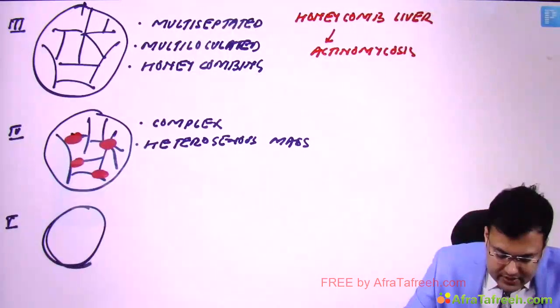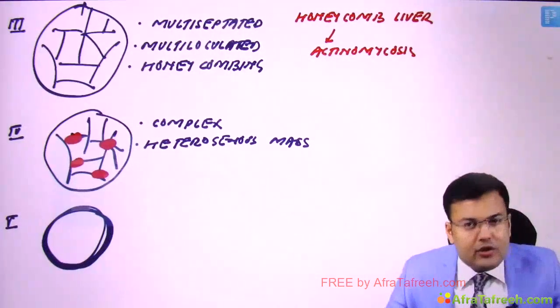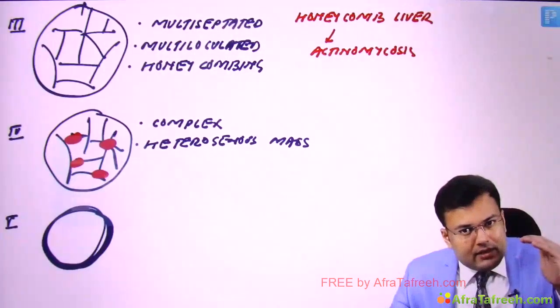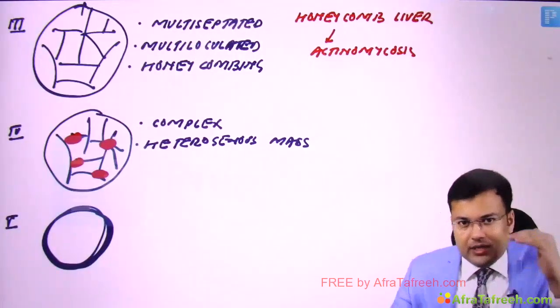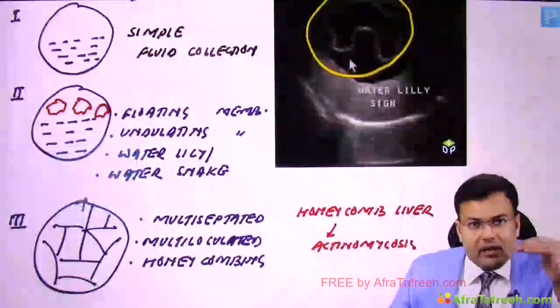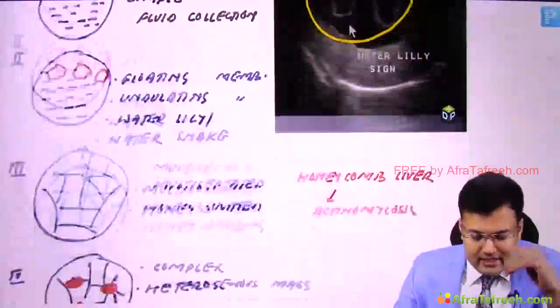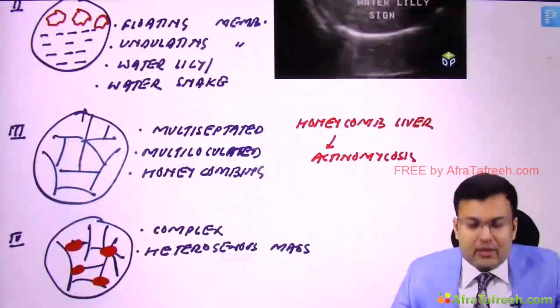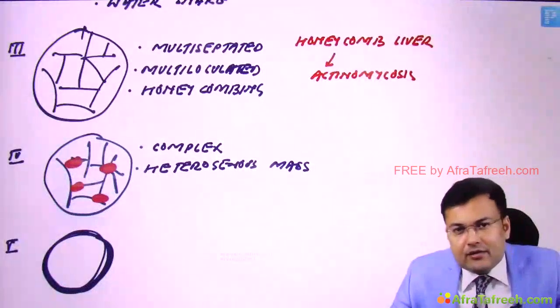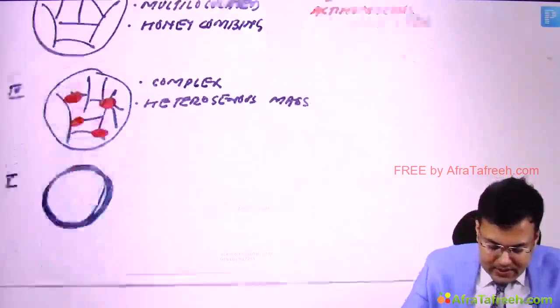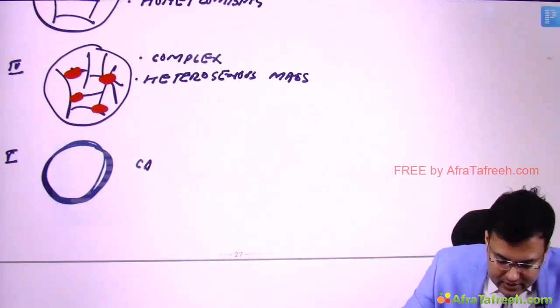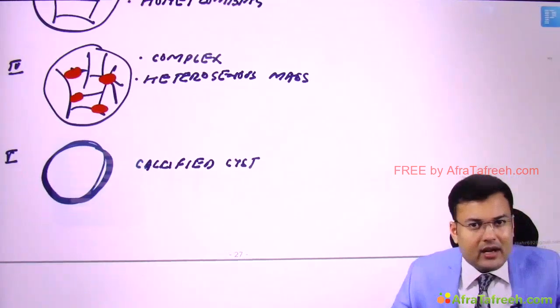And what happens in type 5? In type 5, the cyst is calcified. So it is very easy to remember. How? This classification tells you about the beginning of the cyst till its end. In the beginning there is simple fluid collection only. Then there is a floating membrane or undulating membrane known as water lily sign or water snake sign. Then it becomes multiseptated or multiloculated. Then there is appearance of solid areas, also known as complex heterogeneous mass. And type 5 is a calcified cyst. And we discussed calcified cyst means dead cyst. So this is hydatid cyst.